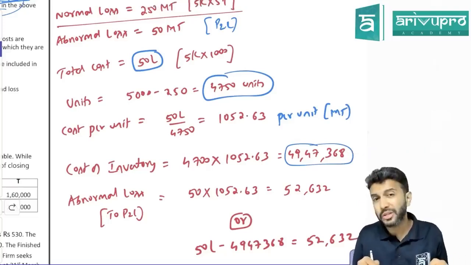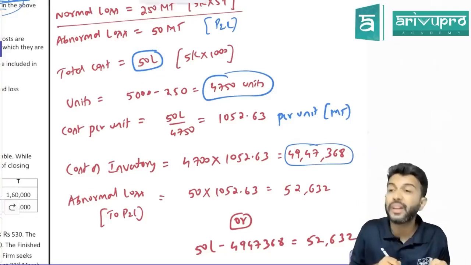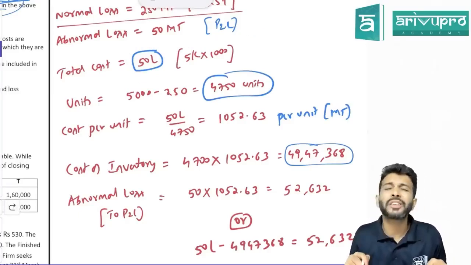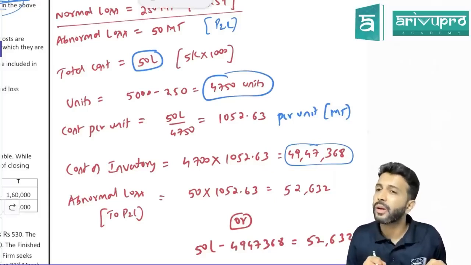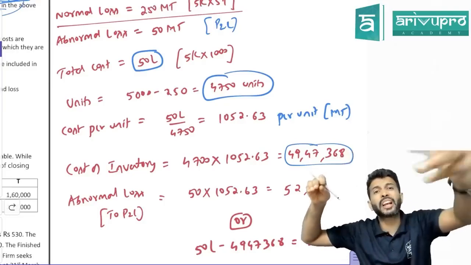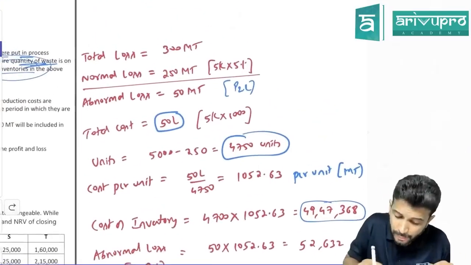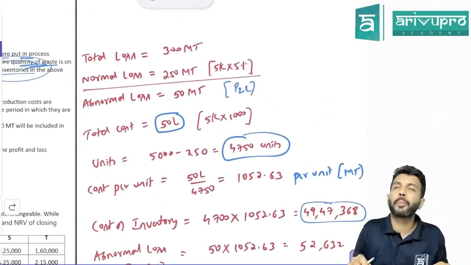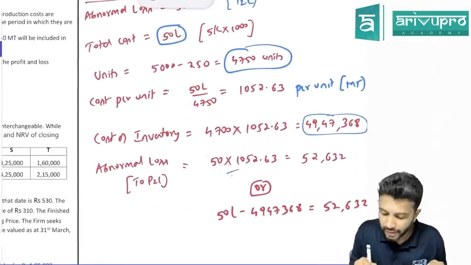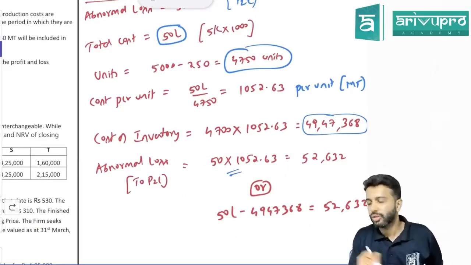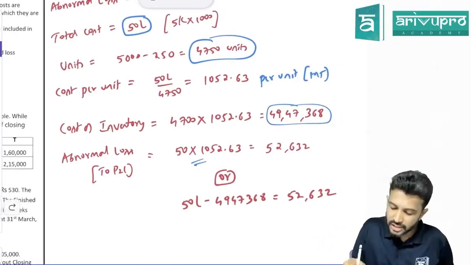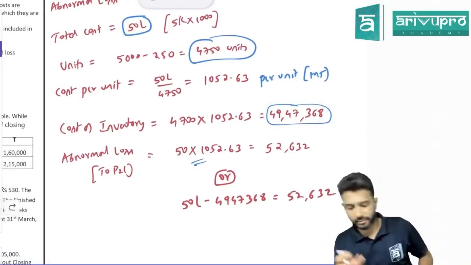But how much is the cost you actually incurred? 50 lakh. Did the entire 50 lakh become part of your inventory or a little lesser? How much lesser? 52,632 lesser. Why? Because there is abnormal loss. Abnormal loss, can you add it to cost of inventory or does it have to be transferred to P&L? It has to be transferred to P&L. How many meters of abnormal loss is that? 50 meters. And for 1 meter, how much is the cost? 1052.63. Multiply. How much do you get? 52,632. So this 52,632 represents abnormal loss that will be transferred to P&L. Only this 49 lakh will be absorbed in your cost of inventory.